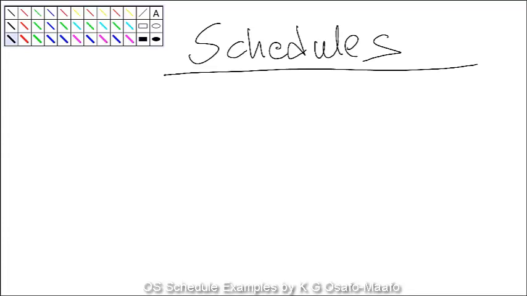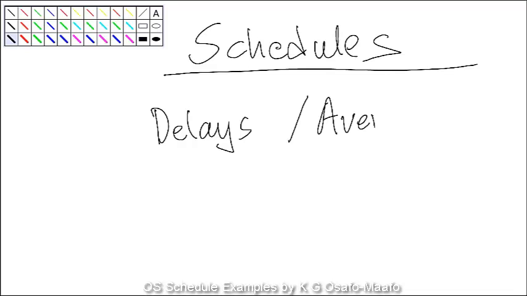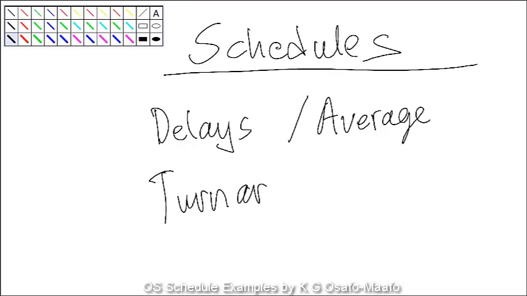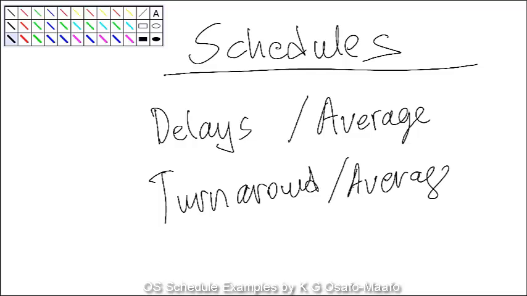Alright, so in this video I'll be talking about schedules and solving a problem, illustrating how to perform a few computations, such as what the delays are for different processes, and of course if I do delay for each, I'll also do the overall average. I'll also do turnaround time, and I'll do the average turnaround time as well. Right. So these are the statistics I will be looking at.